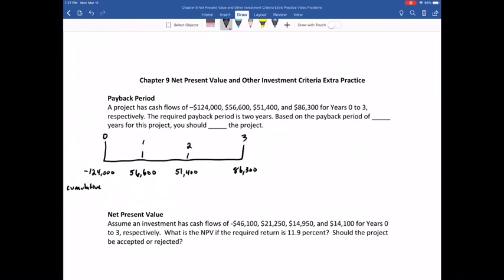which will showcase how much we still need to recoup after each period. So in year 0, we still have our initial $124,000 cash outflow to get the project started. We then generate a cash inflow of $56,600. So at the end of that first year, if we took a negative $124,000 and added $56,600 to it, you would realize that we are still in the hole $67,400 at the end of this first year. We then add to it that $51,400 value that we would receive in year 2. And if we did add that $51,400 to the negative $67,400, you would see that we are still in the hole $16,000 at the end of this second year.